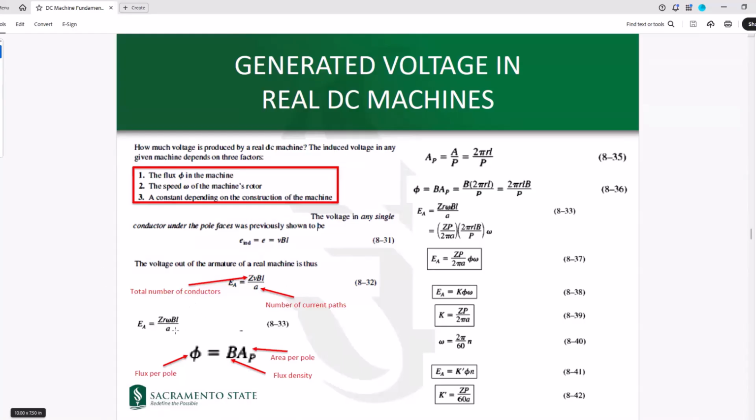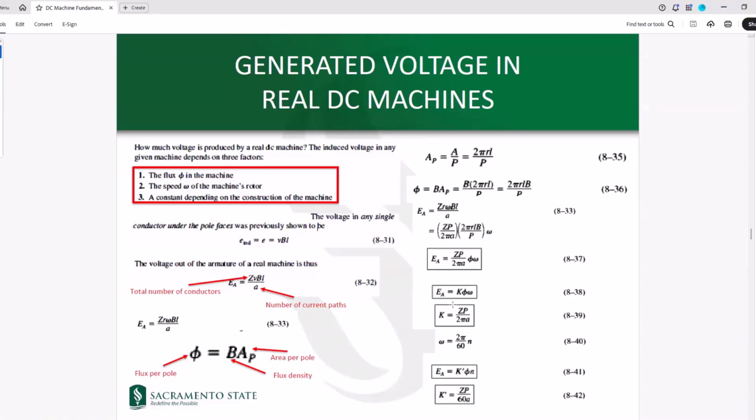Each coil in general could have multiple conductors inside, and depending on the number of current paths, we could find a general equation for the induced voltage in the machine, which would be Zp over 2 pi a. That's a constant, K, which is then multiplied by phi and omega, where Z is the total number of conductors, P is the number of poles in the machine, and a is the number of current paths. The reason this constant has a division by a is that some of the paths are in parallel, so the voltage would just be the same voltage.